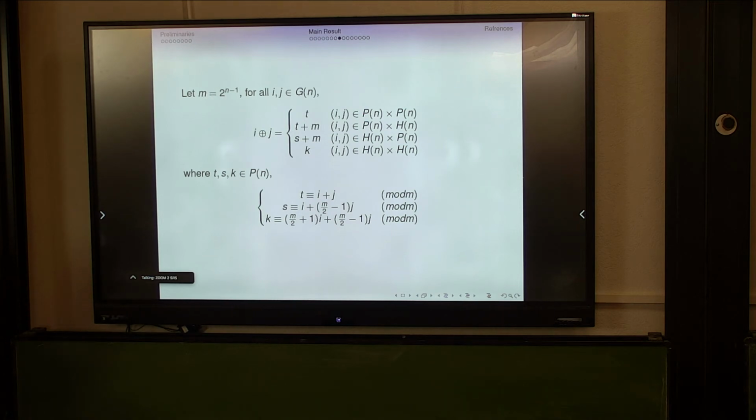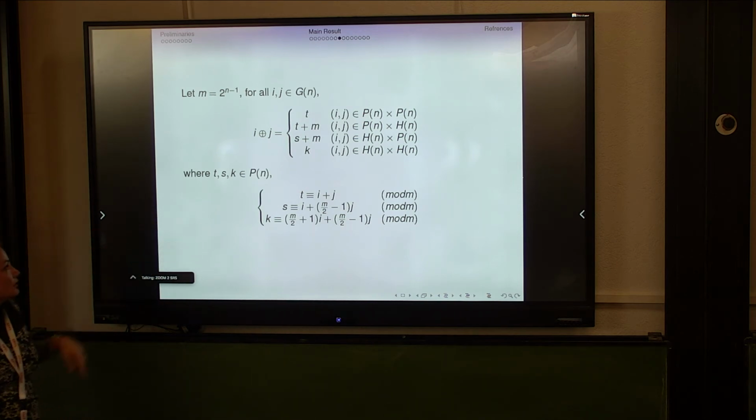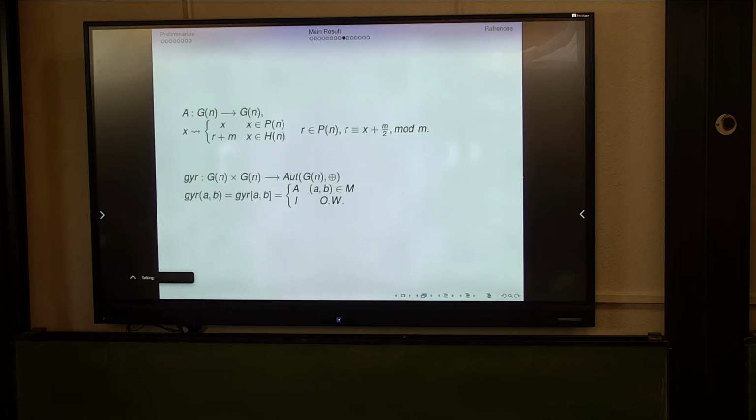Depending on whether i and j belong to Pn or Hn, the pair i, j belongs to the direct product of them, and i plus j would be equal to one of these 4 numbers, where t, s, k, r belong to Pn. Here there is a gyromorphism, a function that carries every element x in Gn to x, or r plus m, depending on whether x belongs to Pn or Hn.